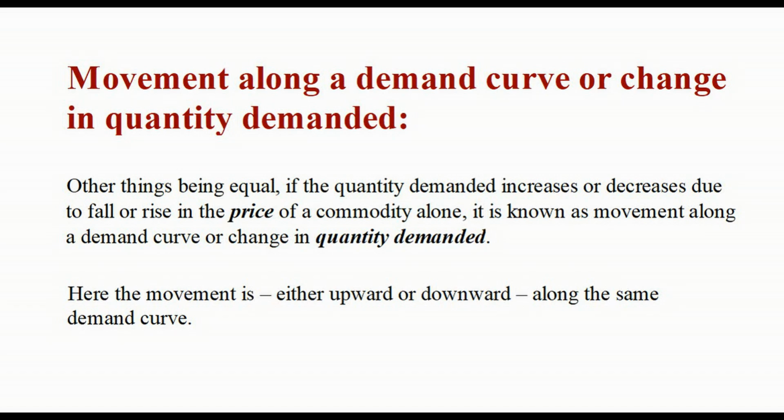So, change in quantity demanded is mainly the result of a change in the price of the commodity. Other factors will not result in a change in quantity demanded. Bear in mind, students, the word quantity: change in quantity demanded results only from a change in the price of the commodity itself. And there will be an upward or downward movement along the same demand curve that is caused by a change in the price of the commodity itself.